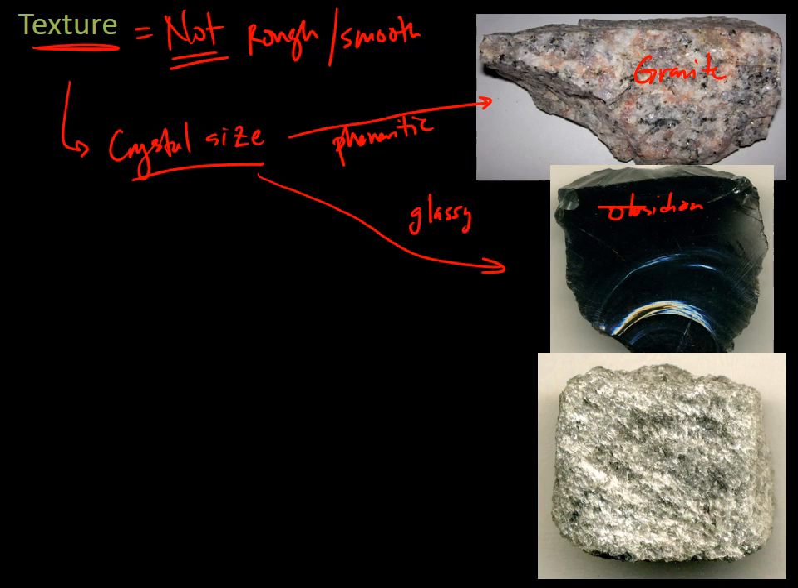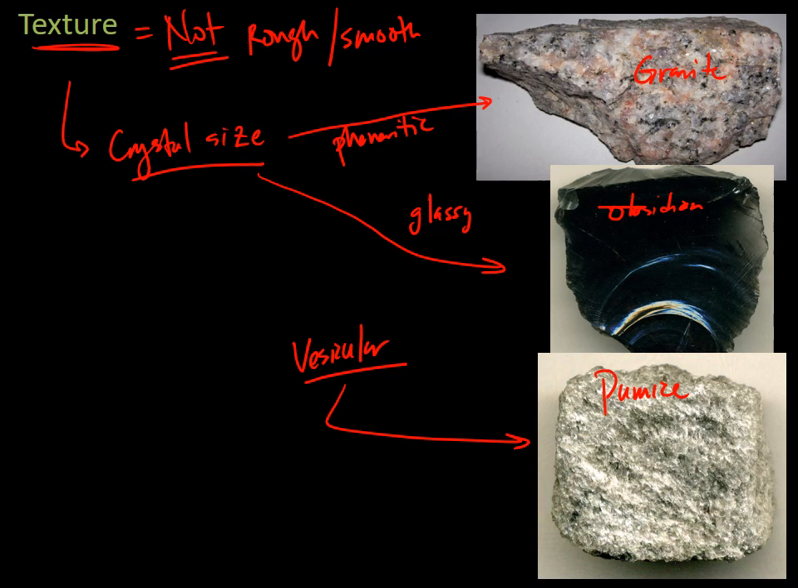Another possibility with texture is whether or not the rock contains bubble holes. So this is pumice. And pumice is mostly air. It's full of holes where volcanic gas used to be, and that gas has escaped, leaving behind this sort of matrix around those bubbles. And so this has a special name for texture called vesicular. The vesicle is the special geology name for those bubble holes.